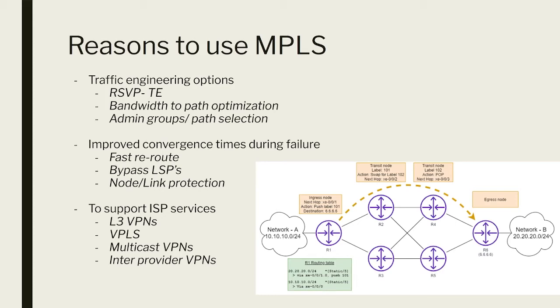We can also use things like backup paths. So we can proactively set up a backup path from R1 to R6, not utilizing the existing links in use by our active LSP. I want to form a backup LSP. It's going to go R1, R3, R5, R6.